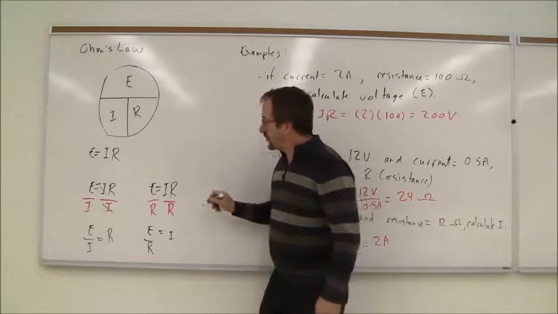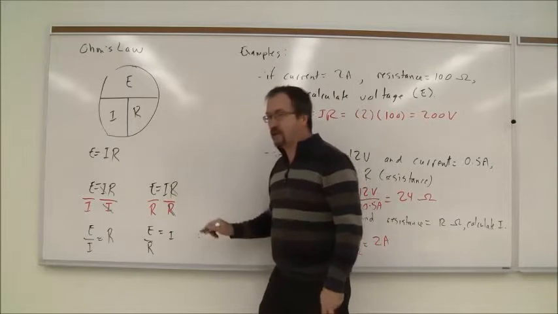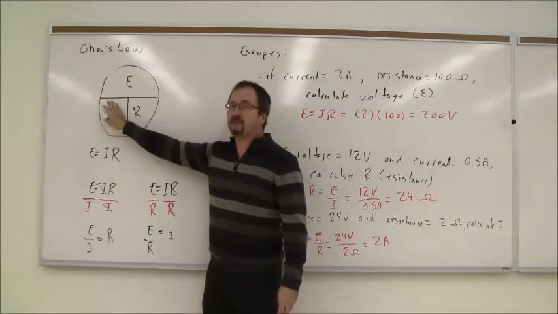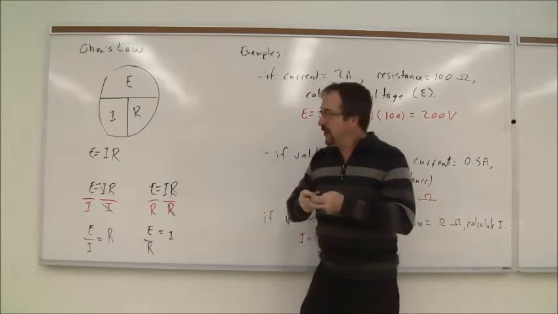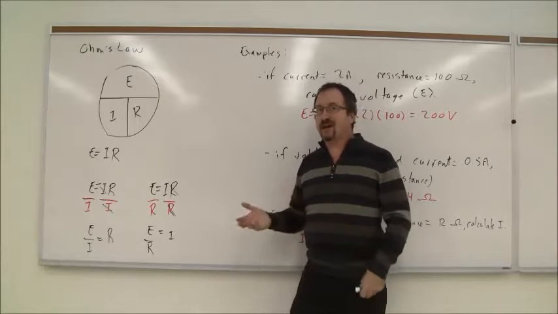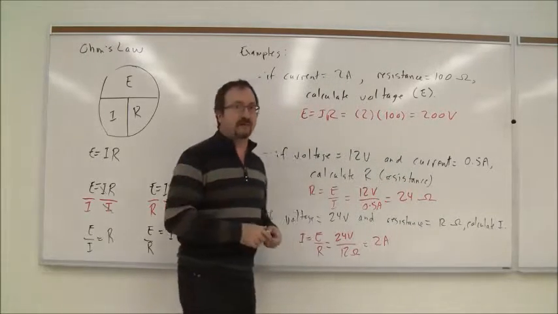Similarly, if I divide both sides by R, those R's cancel, and I would get I equals E over R. Same thing I've got over here. Both methods work. You may find this more handy when you get into situations where you're trying to combine Ohm's law and the power equation, which we'll see in another video.